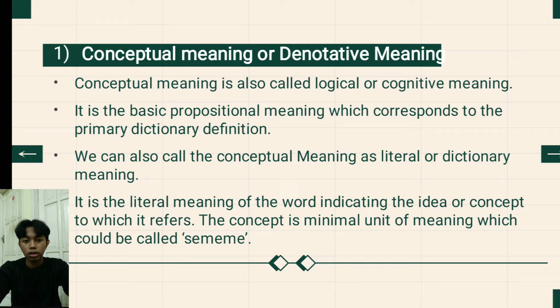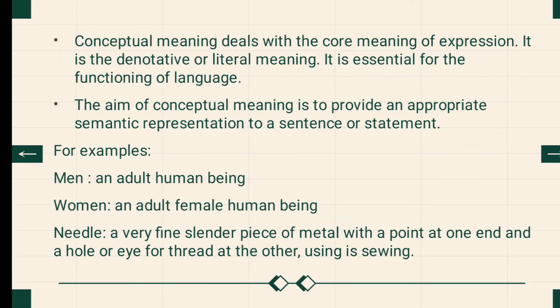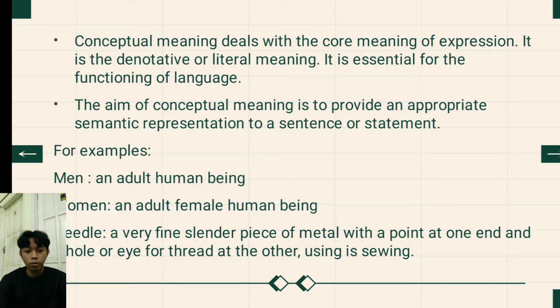The concept is the minimal unit of meaning, which could be called a seme. Conceptual meaning deals with the core meaning of an expression. It is the denotative or literal meaning. It is essential for the functioning of language. The aim of conceptual meaning is to provide an appropriate semantic representation to a sentence or statement.